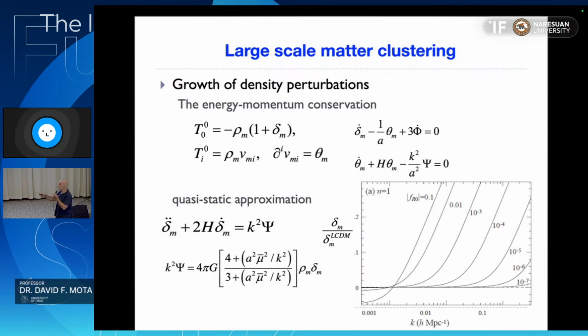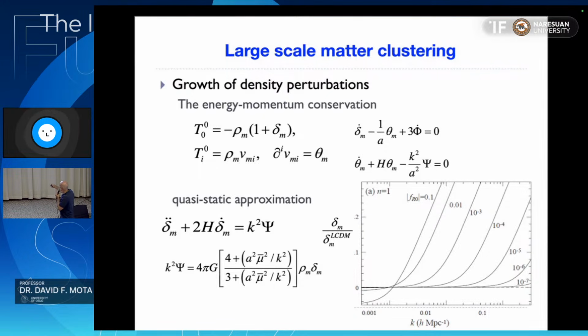Okay, so what I'm showing in the y-axis is the difference of them. So I want to see how much more clustering you get in f of R gravity with respect to lambda CDM. So that's the y-axis. The x-axis, I have the scale, k, in inverse megaparsec. So here, k becomes very large, so that's small scales, while there, this is very large scales. We start to see megaparsec scales around here. So this is much larger scales.